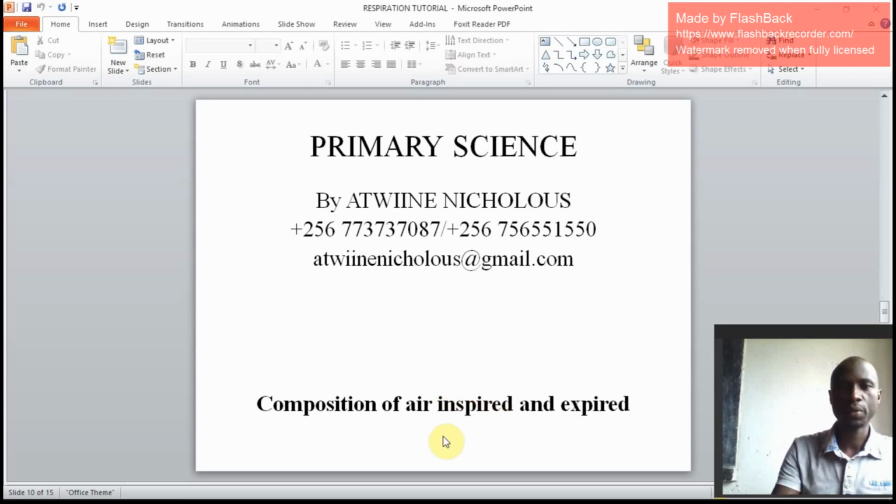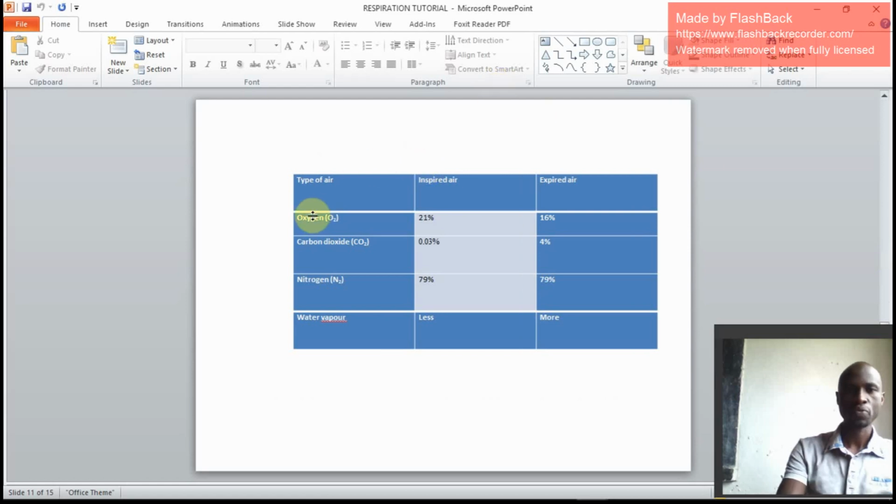We are continuing with respiration, and we're going to look at the composition of inspired air and expired air, air intake and air output. We are looking at the type of air, the air we put in and the air we put out.